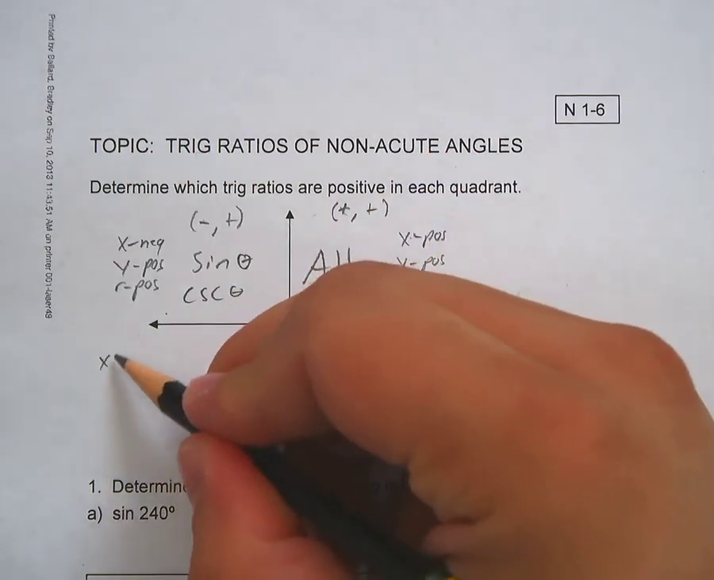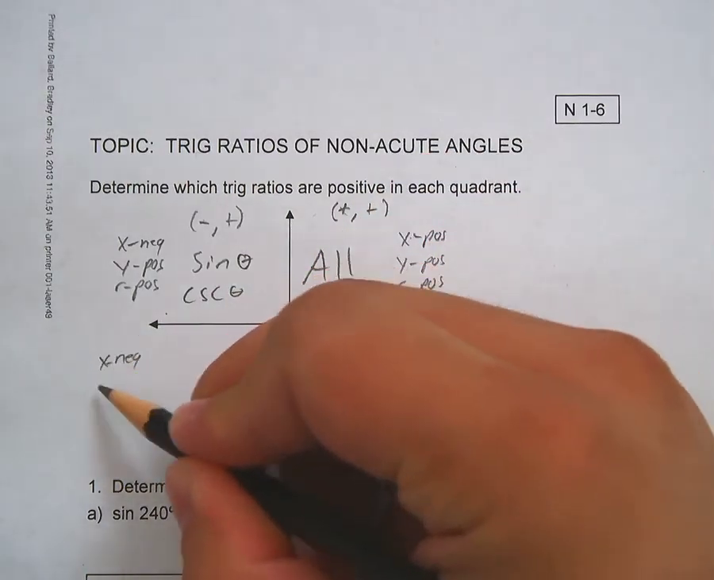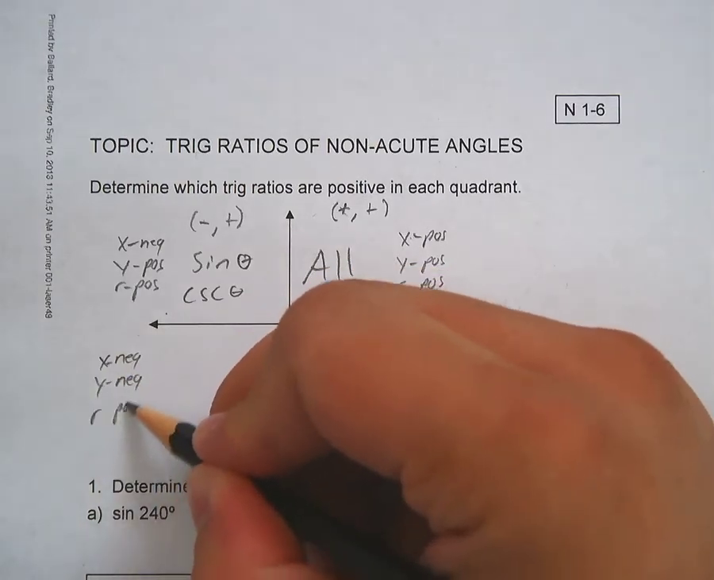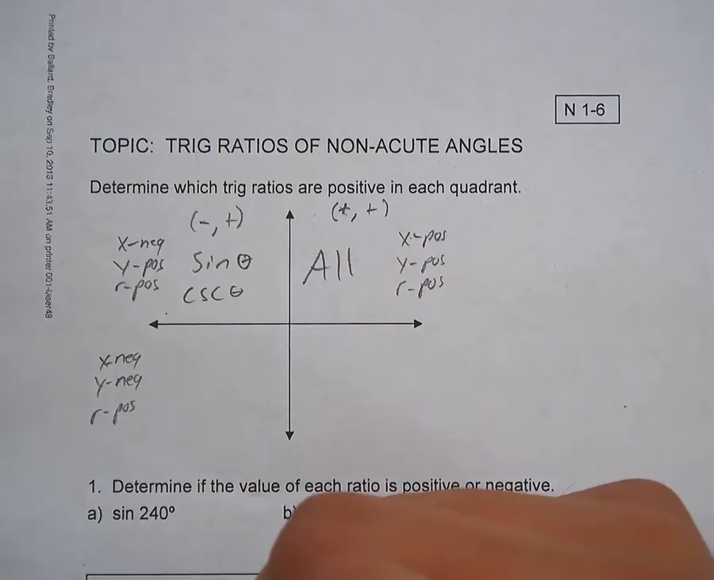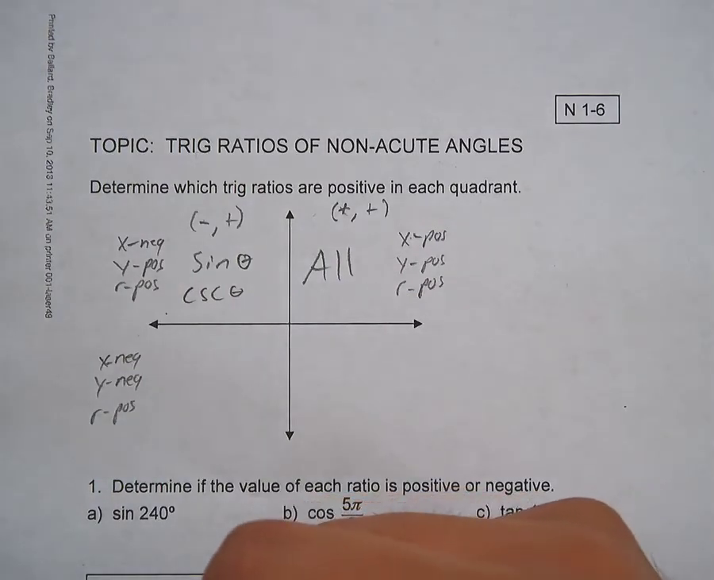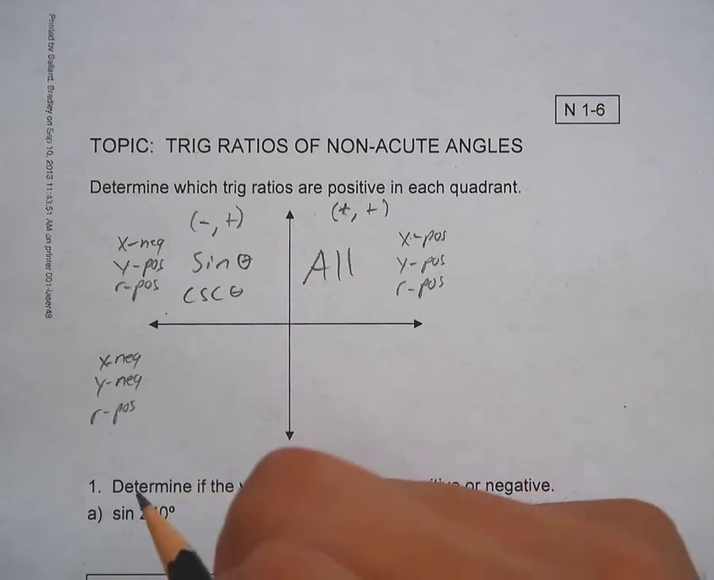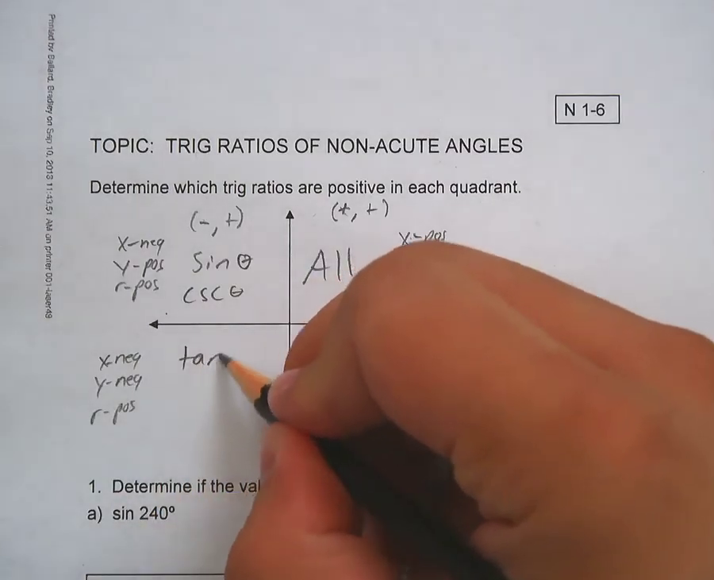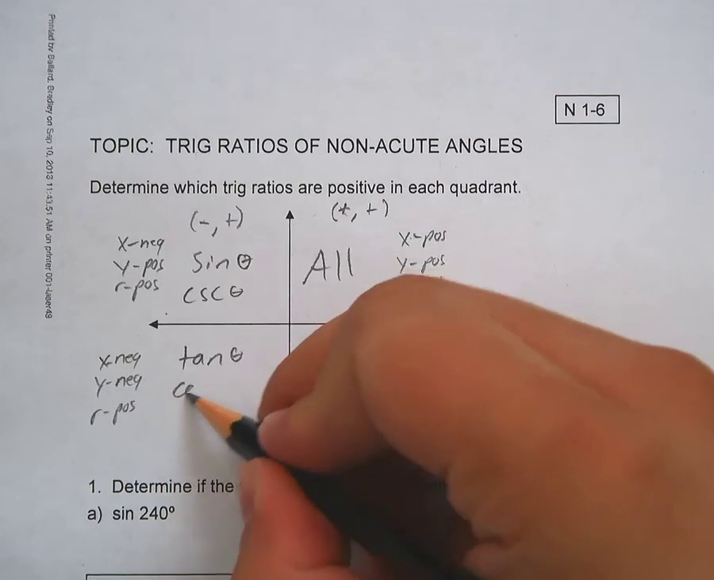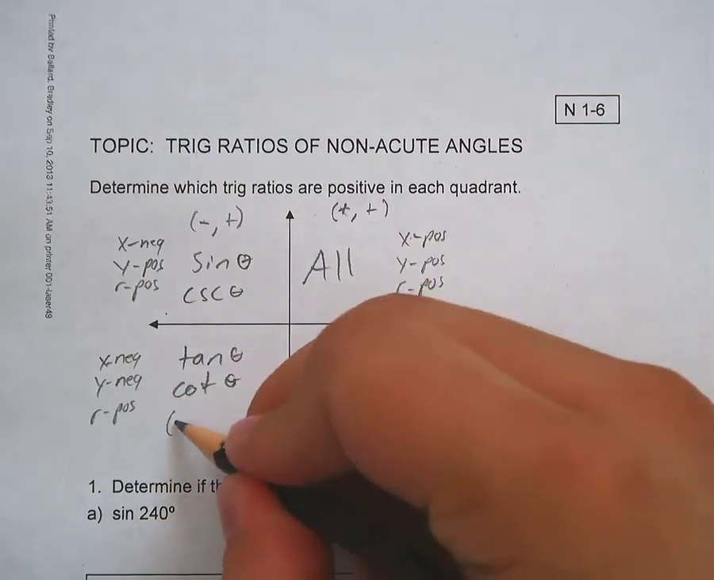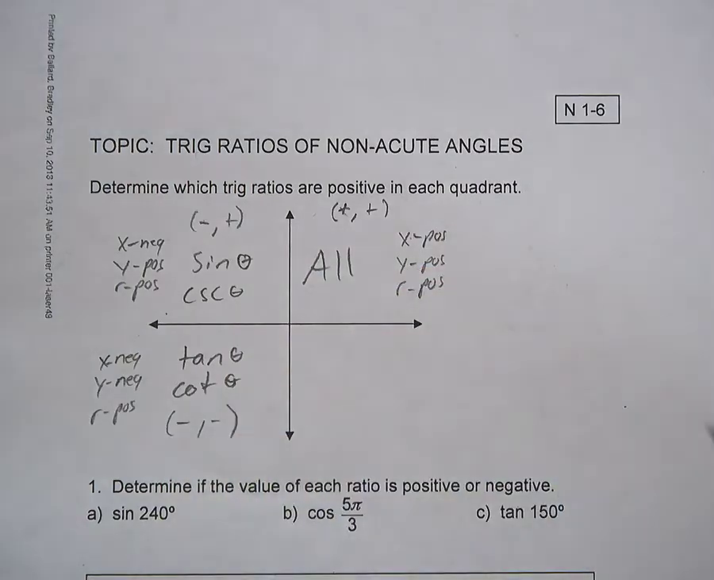Down here you've got x is negative, y is negative, r is also positive. So x is negative and y is negative. Which one will be positive down here? Well, it's going to be a negative over a negative, which will be tangent, and cotangent. Remember, this is negative comma negative. Looks like a sleepy face.